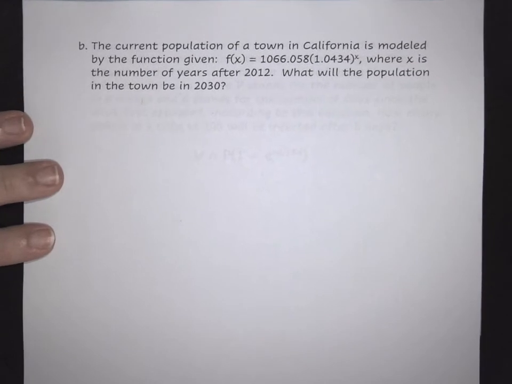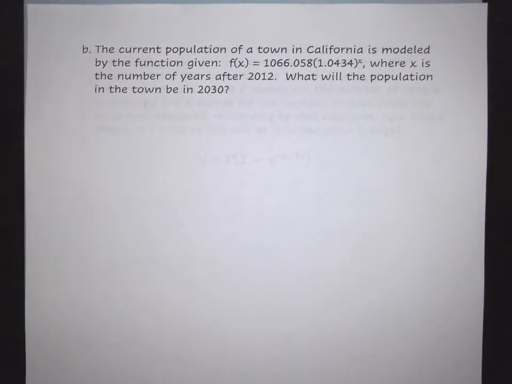Now this next one says the current population of a town in California is modeled by the function given of f of x equals 1066.058 times 1.0434 raised to the x, where x is the number of years after 2012. So the question is, what will the population in the town be in the year 2030?